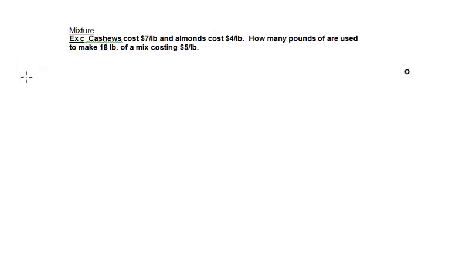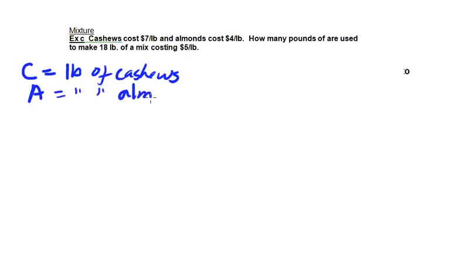First, we're going to let C equal the number of pounds of cashews, and we'll let A be the number of pounds of almonds. Next, we'll construct two equations. And so there are a couple pieces of information.